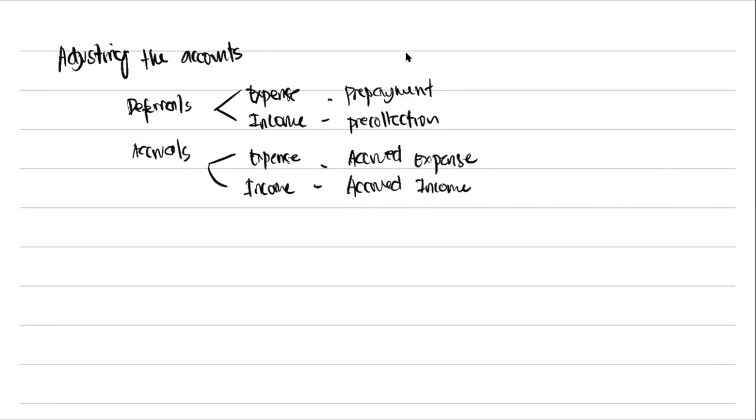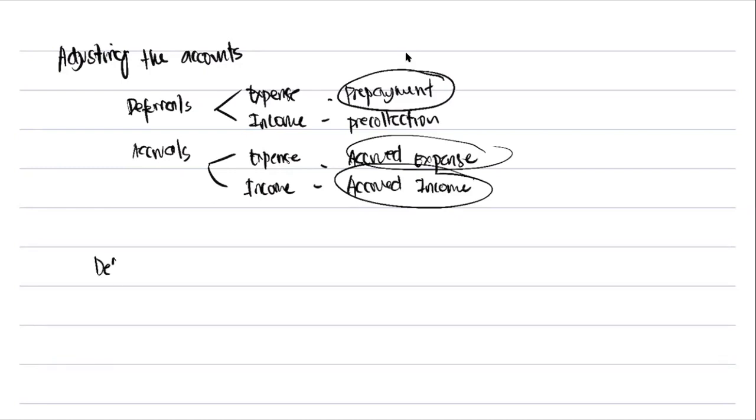Okay, so for your deferrals of expense, we're not yet done with this. So our topic for today will start with deferrals of expense, accrued expense, and then we end with accrued income. So let's start now with your deferred expense. Deferred expense, or also known as your prepayments.